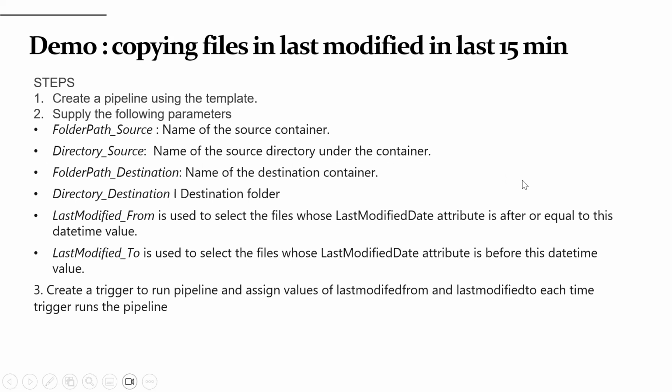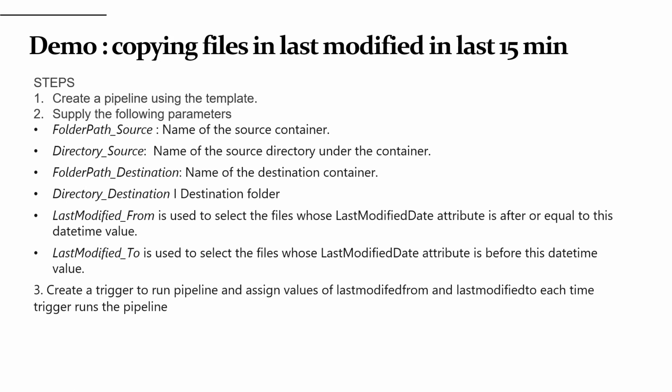We'll be copying files modified in the last 15 minutes. There's a template we'll use to create the pipeline, and these are the parameters we'll supply: folder path, which is the path of the source folder directory, and all these parameters. And we'll give these last modified start and end times, the times between which we want the files to be copied over.